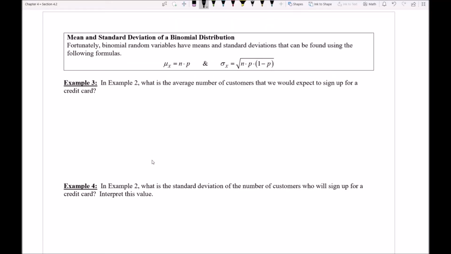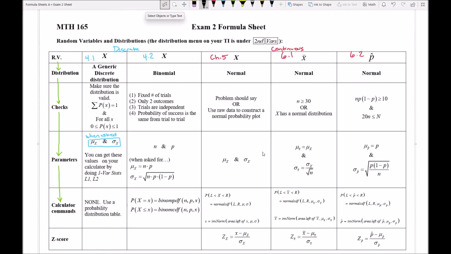In the past several videos, what we've taken a look at is how we can actually compute probabilities with a binomial distribution and ultimately progress through this column on the formula sheet. Now, the last thing that we have to talk about here is the parameters box. When we are asked, we need to be able to find the mean and the standard deviation for our random variable, just like we did in the previous section.